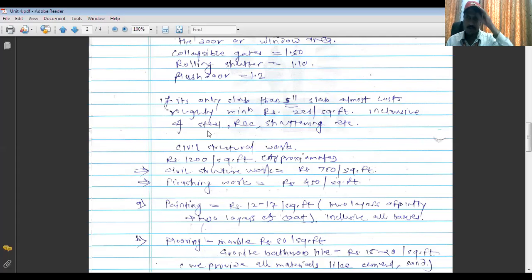What is the rate of concrete? 1 meter cube concrete. Only concrete rate per meter cube.